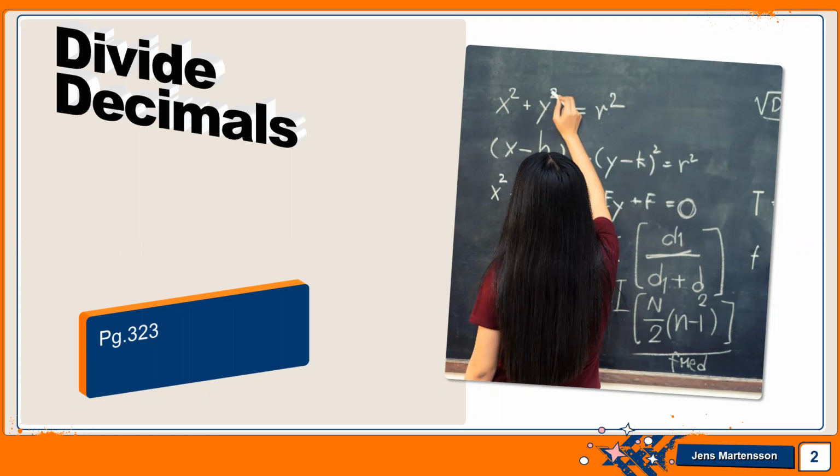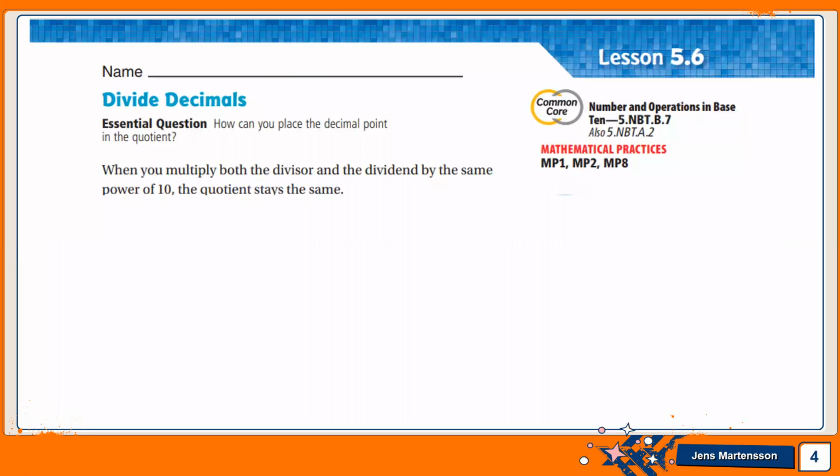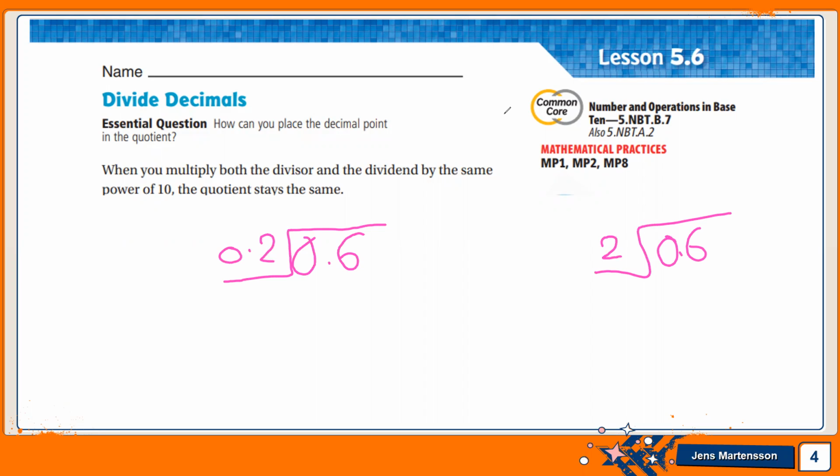Okay, now, in this lesson, we're going to learn how we can divide decimals by decimals. If we have a decimal, how will we divide it by a decimal? Let's have this example here. Like if you have 0.6 divided by 0.2. Yesterday, we learned how to divide a decimal by a whole number. But today, we learn how to divide a decimal by a decimal.